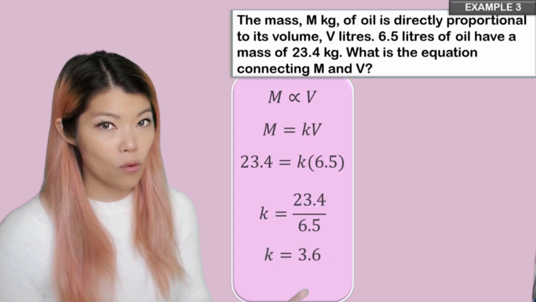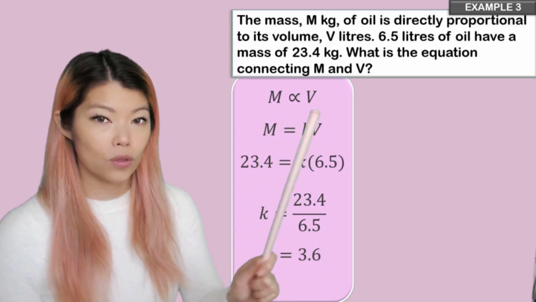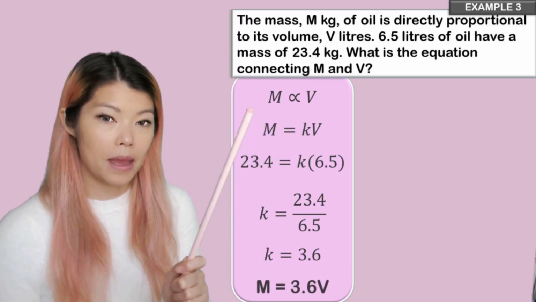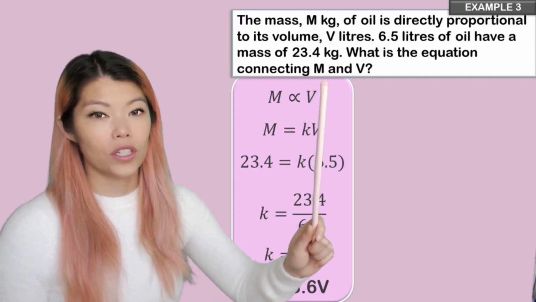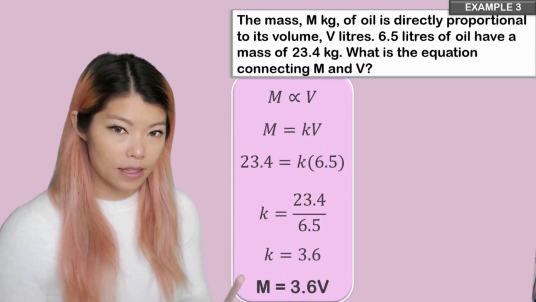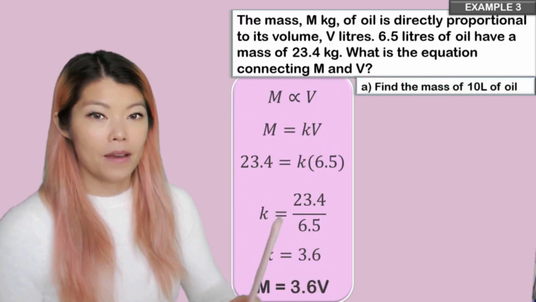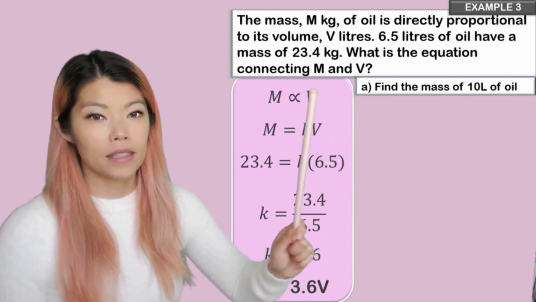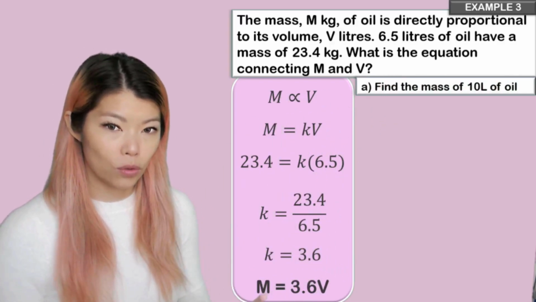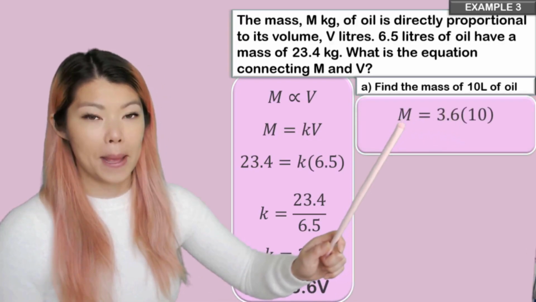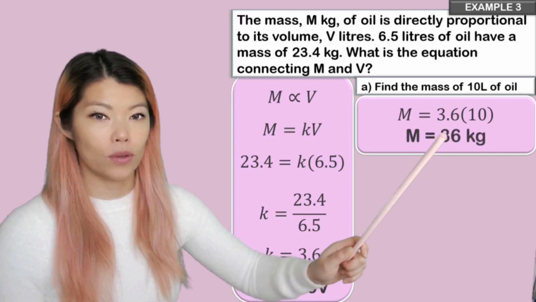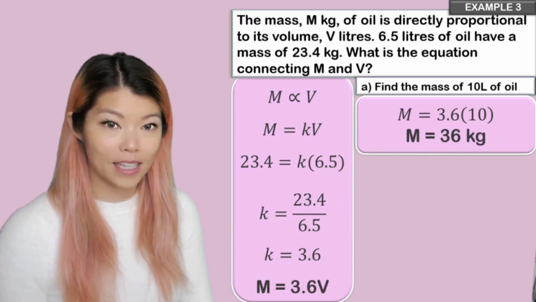And now that we have K, what can we do? We can plug it into the equation and have a relationship. M equals 3.6V. Now the question asks, what is the equation connecting it? It's that one there. Another question is, find the mass of 10 liters of oil. Well, when V is equal to 10, what is M? So M equals 3.6 times 10, which is 36 kilograms.